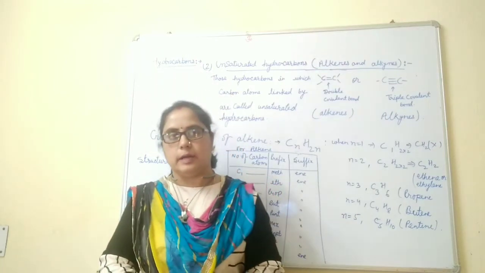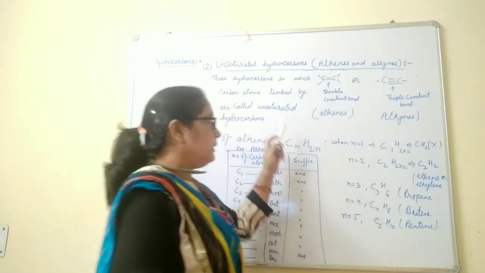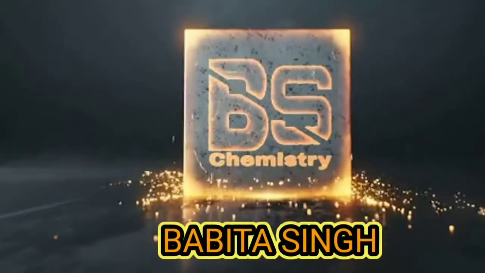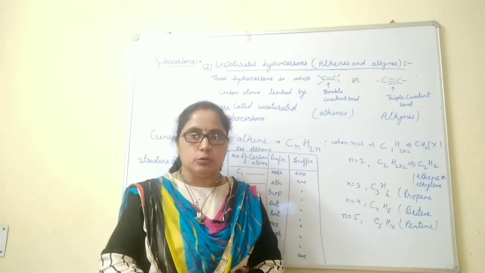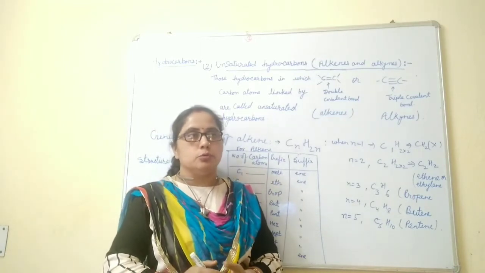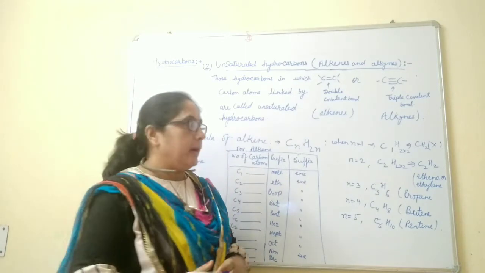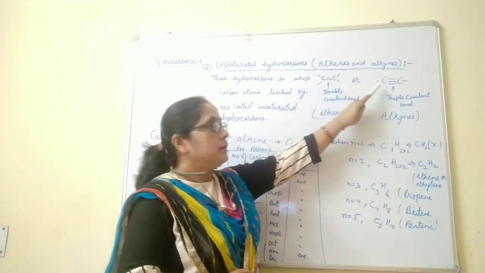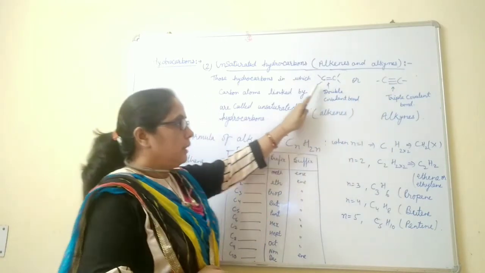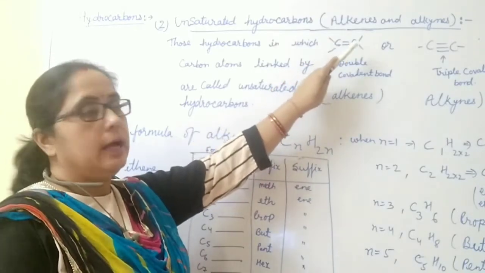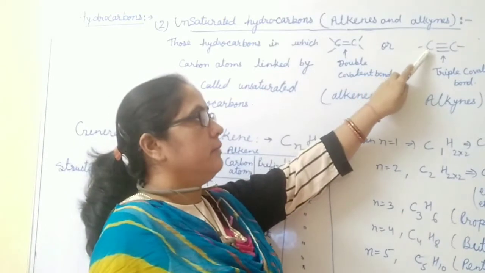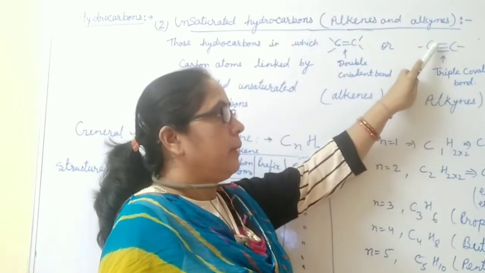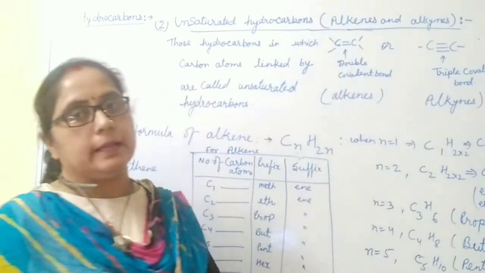Now, the second type of hydrocarbon is unsaturated hydrocarbons. Unsaturated hydrocarbons are those hydrocarbons in which two carbon atoms link together by a double covalent bond or a triple covalent bond. Those hydrocarbons in which two carbon atoms are linked by a double covalent bond are called alkenes, and those in which two carbon atoms link together by a triple covalent bond are called alkynes.